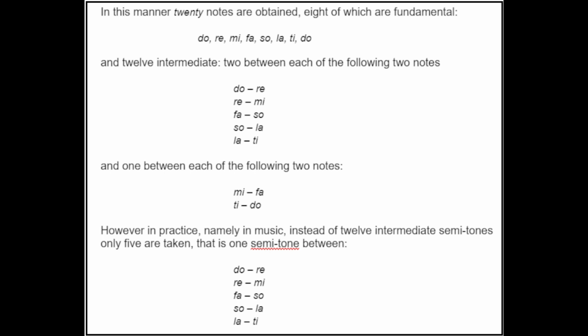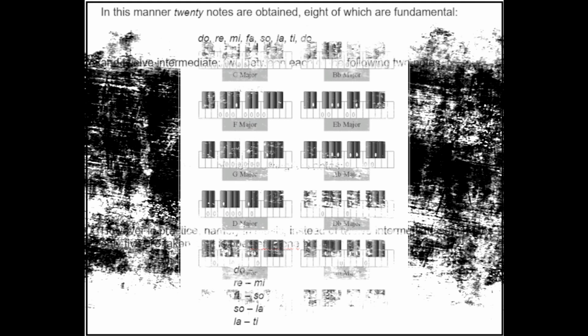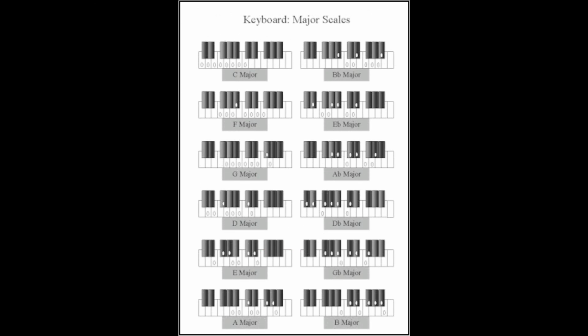However, in practice, namely in music, instead of 12 intermediate semitones, only 5 are taken, that is 1 semitone between do re mi, fa sol la and la ti. Between mi and fa and between ti and do the semitone is not taken at all.